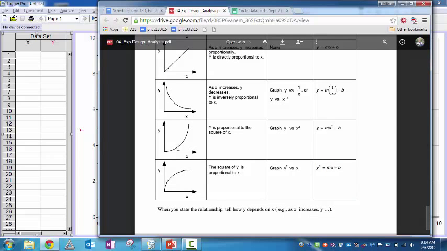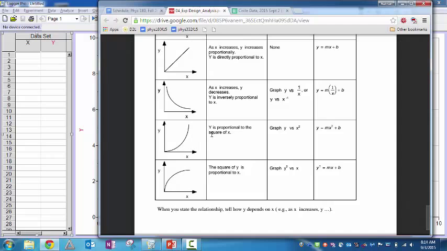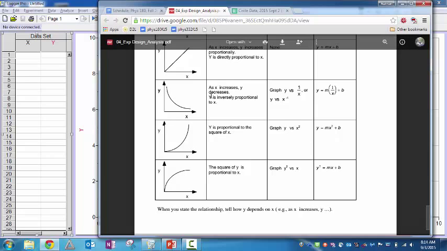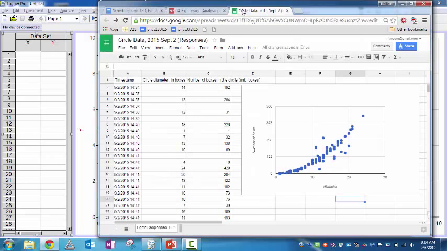Many people in class said it looks like a curve. So y is proportional to the square of x. So we should graph y versus x squared, or try this fit line. You remember in class that we had 3 different ways to do this, so I'm going to show you at least one of them right now.